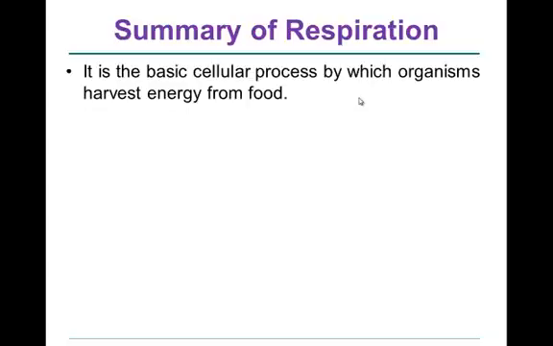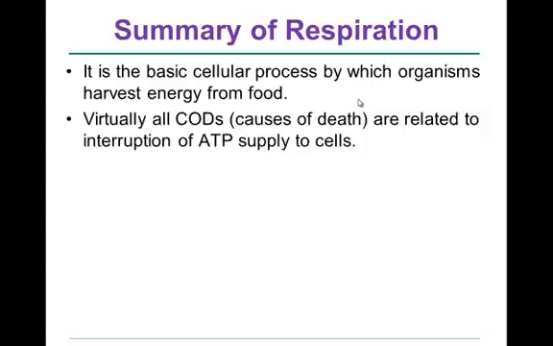Virtually every cause of death that you could think of is related to an interruption in the supply of ATP to cells. If someone drowns, they're not getting enough oxygen and they can't perform aerobic respiration, so they don't produce enough ATP and they die. The brain is the most oxygen-consumptive organ, so if a child has fallen in a backyard swimming pool, they always check first for brain damage. The most oxygen-consumptive organs are the ones that need the most energy.